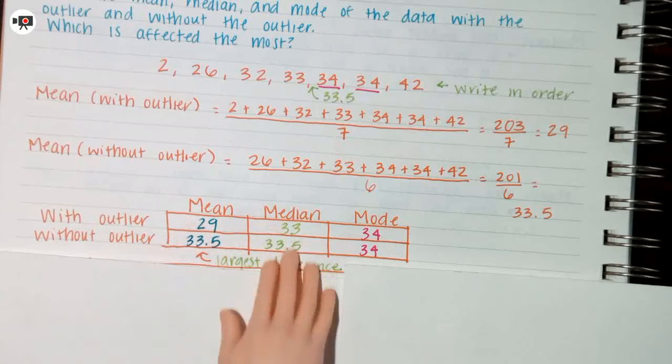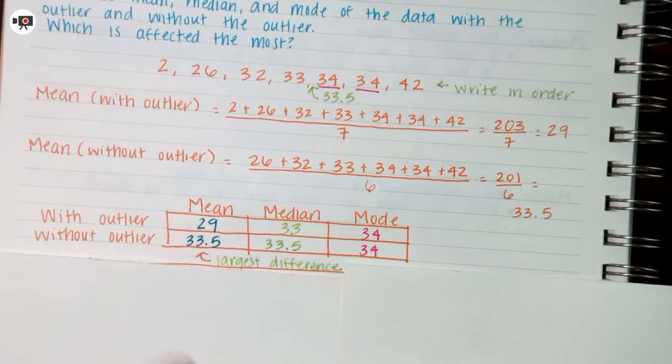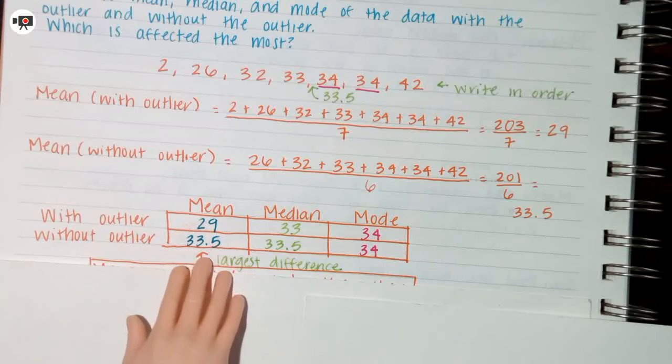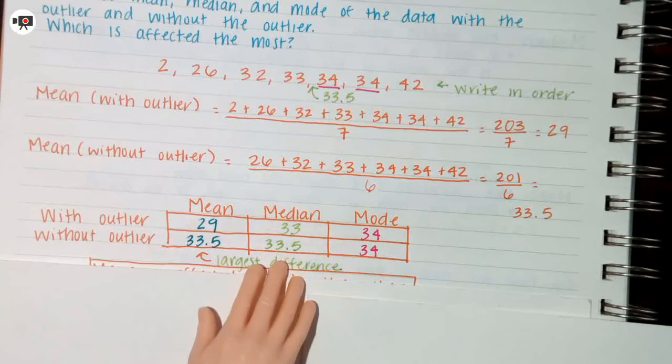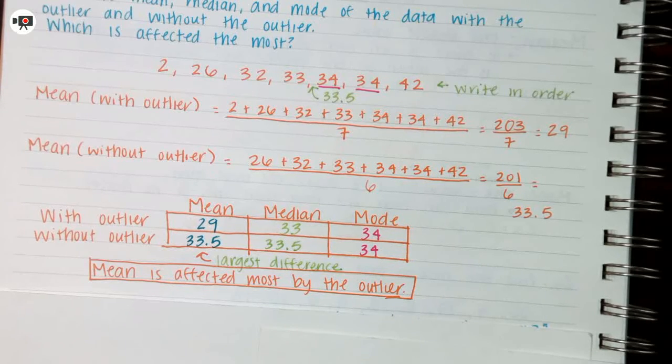So now we see between these groups of numbers, which one has the biggest change? And we see that is the mean. It changes by 4.5, where the median only changes by half, and the mode does not change. So the mean is affected most by the outlier.